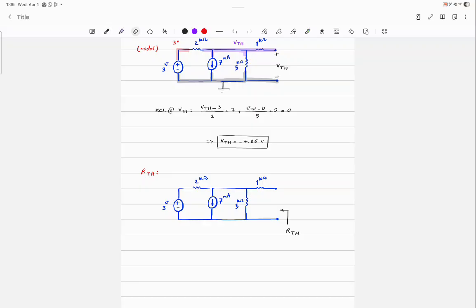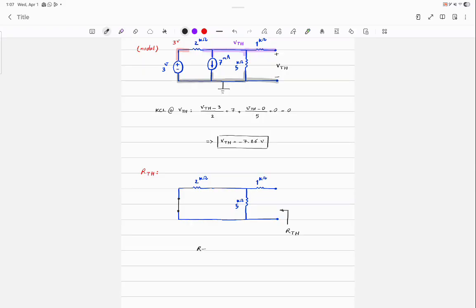Get rid of the sources. What should I do with the 3 volt? Short. The current source? Open. Now, I don't want to draw the multimeter, but I want you to remember that there is something connected there. Okay, it's not open. And if you think you will forget it, draw the multimeter.